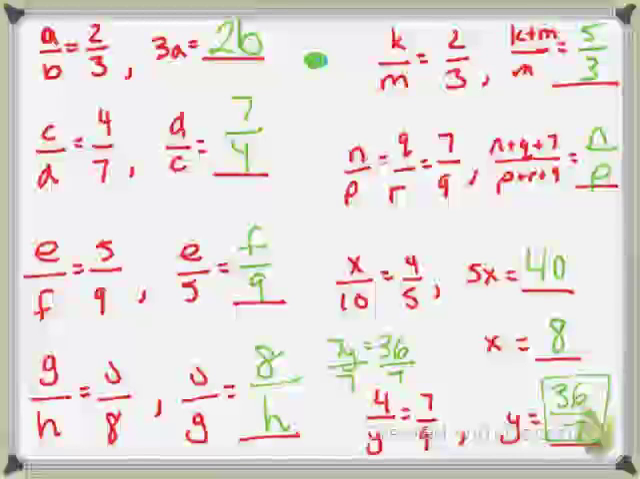Proportion. We cross multiply and then divide out to get the variable alone. Cross multiplying is a very cool thing. It works really well to solve proportions.